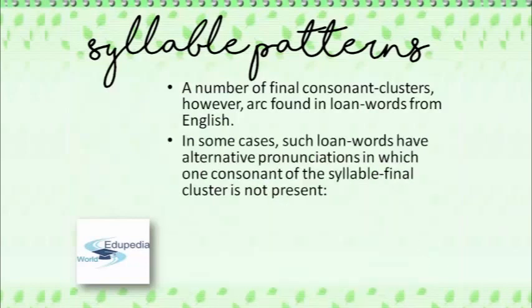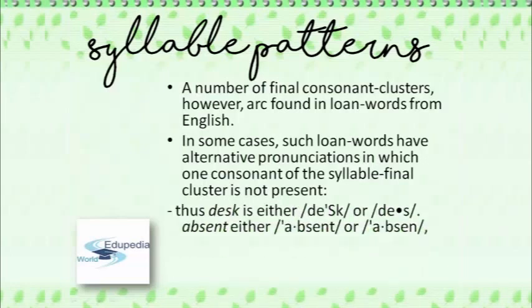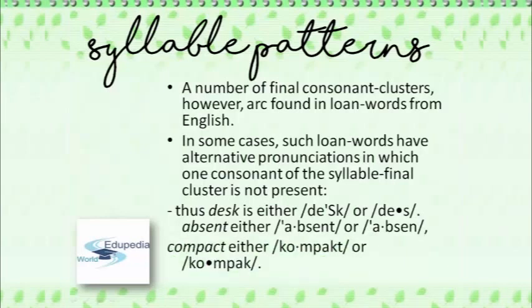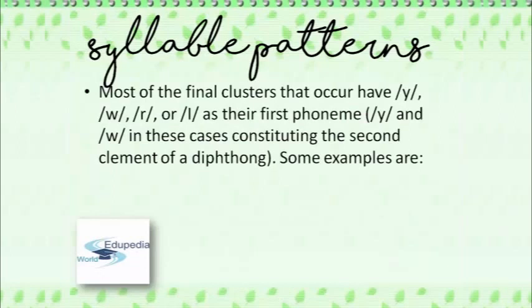In some cases, such loan words have alternative pronunciations in which one consonant of the syllable-final cluster is not present. Thus, for example, desk is either desk or des. Absent is either absent or absent. Compact, either compact or compact. Most of the final clusters that occur have Y, W, R, or L as their first phoneme. We have Y and W in these cases constituting the second element of a diphthong.